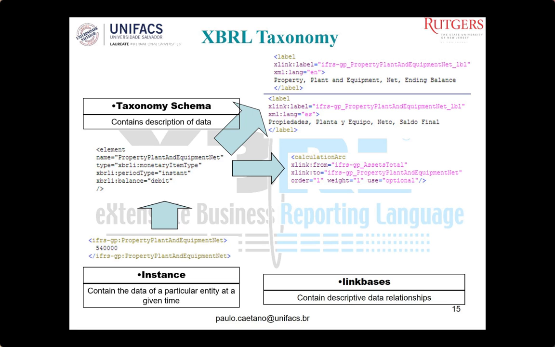Okay? And here is an argument for calculation. I can establish a relationship, for example, between property, plant, and equipment, and total assets. This means that all the value of property, plant, and equipment net is part of the value of total assets. And optional means if it doesn't have it, don't give an error, correct?